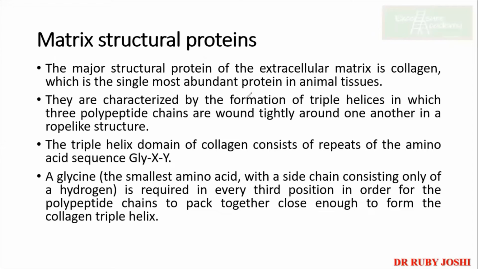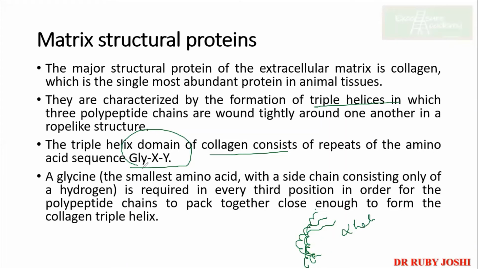They are characterized by the formation of triple helices in which 3 polypeptide chains are wound tightly around one another in a rope-like structure. So there are 3, so here you have 1, 2 and 3. Okay, so 1, 2, 3 alpha helices are present in the collagen. Now the triple helix domain of collagen consists of repeats of the amino acid sequence called glycine-X-Y. This is important, guys, okay? In collagen, this domain is important.